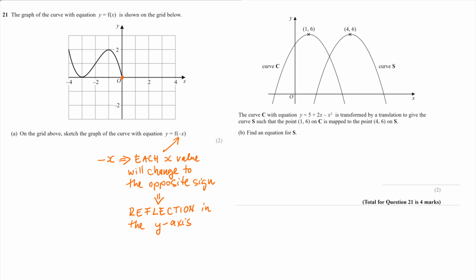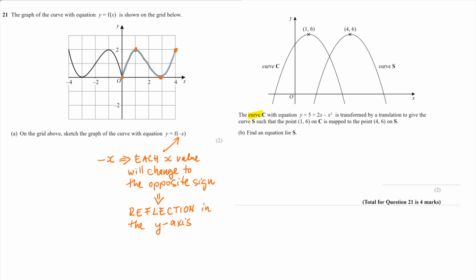Let's look at the key individual points in the f(x) graph. (0, 0) will stay as (0, 0). (-1, 2) will be at (1, 2). Notice the x value was minus 1 and now it's a 1. (-3, 0) will become (3, 0). And the coordinate point (-4, 2) becomes (4, 2).